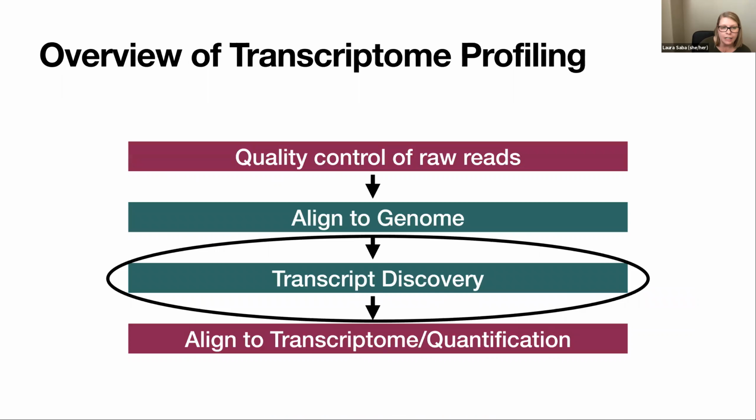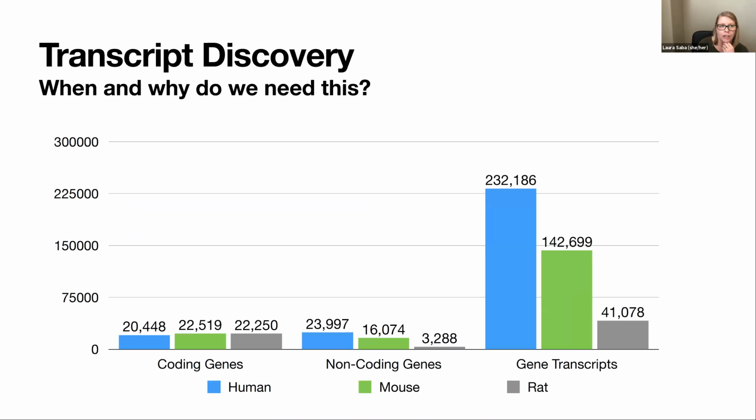So once we have it aligned to the genome, then we can do something for transcript discovery. And so when and why would you want to do a transcript discovery on your data set? So here, for example, I have looked at the latest version of Ensembl for 3 species, human, mouse, and rat.